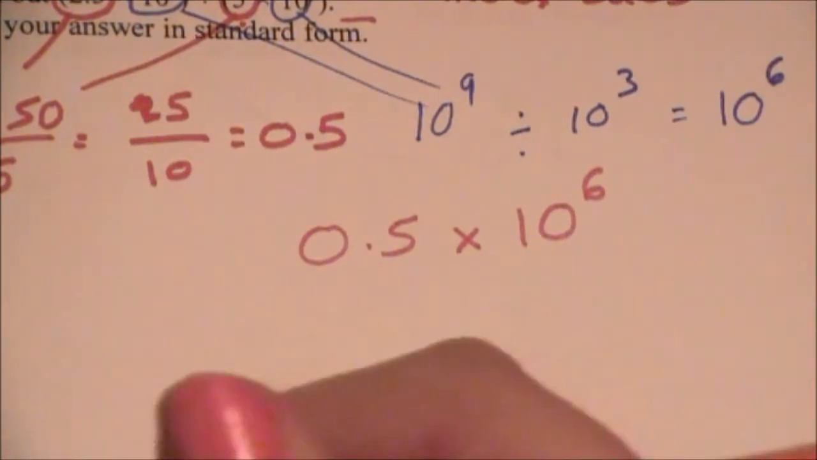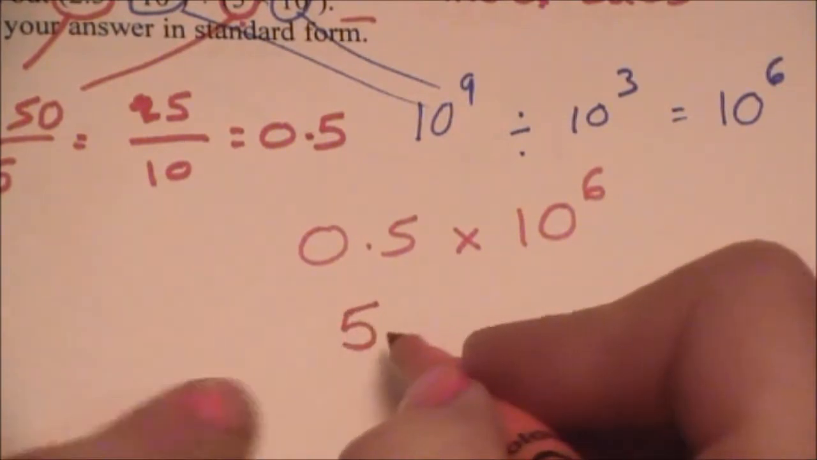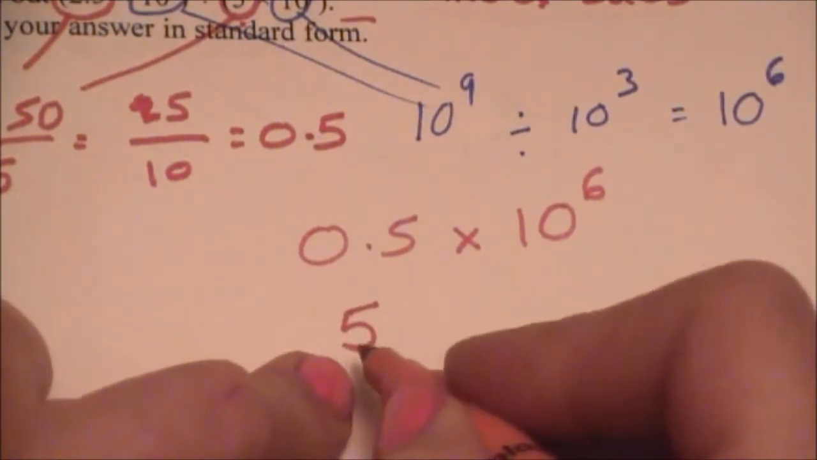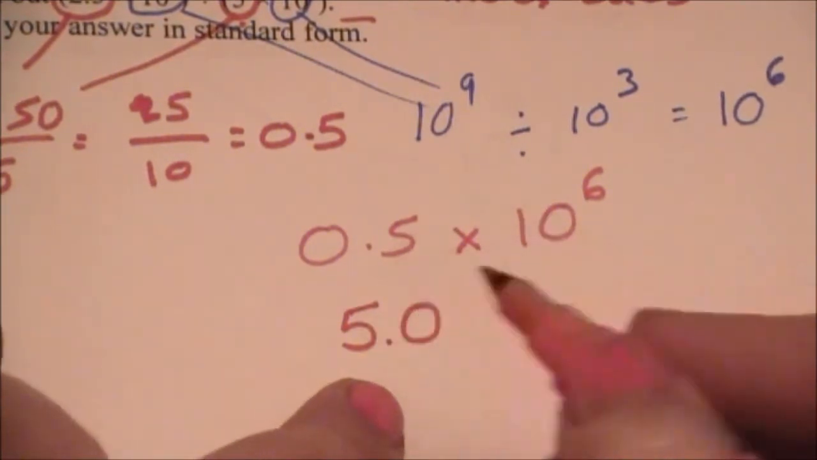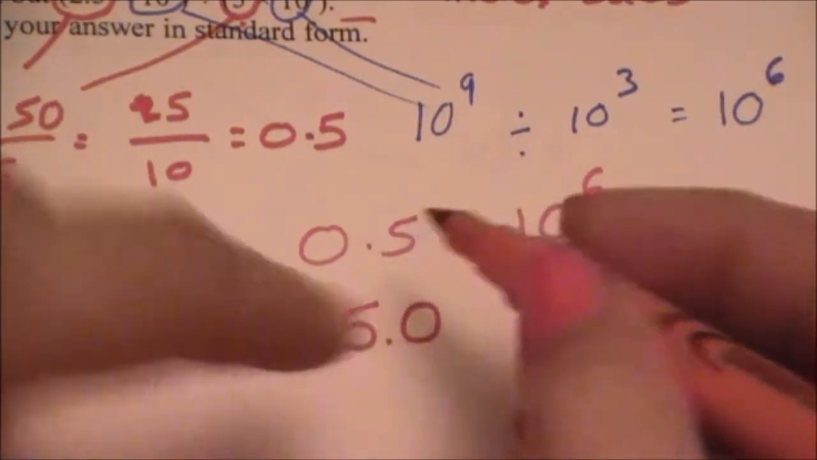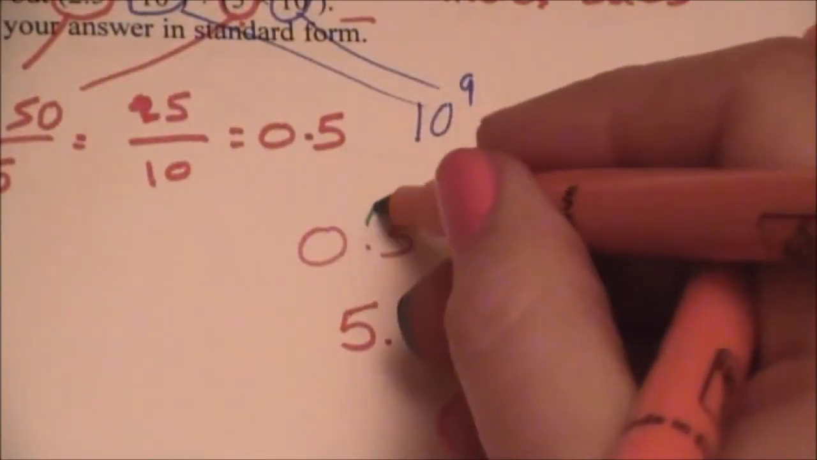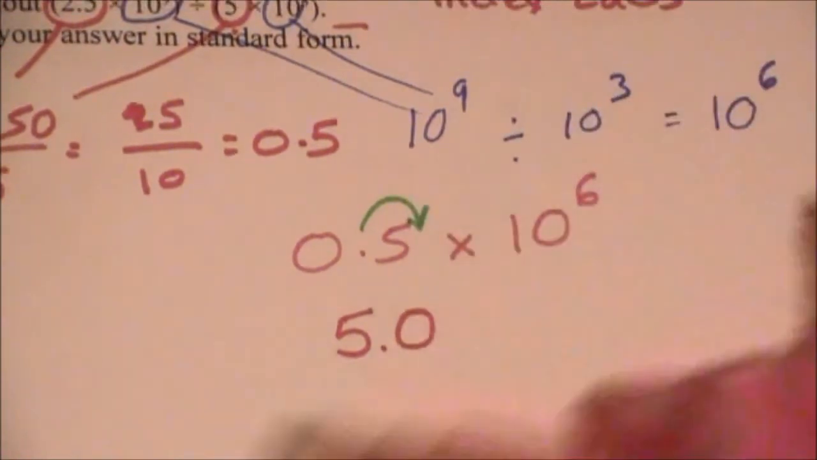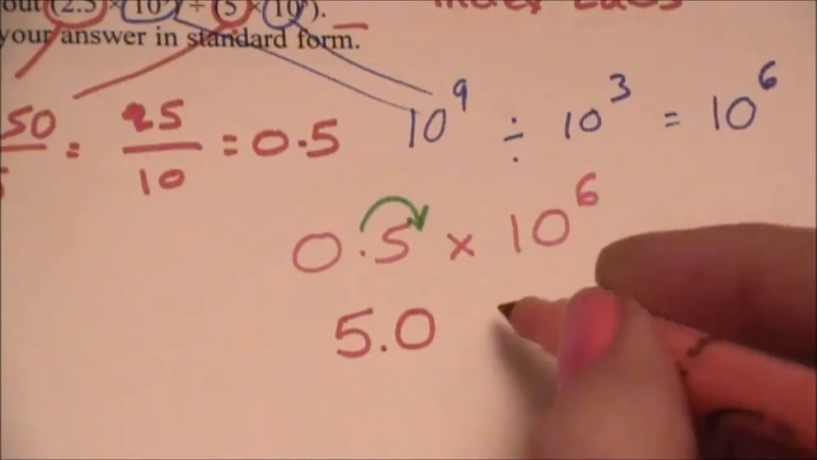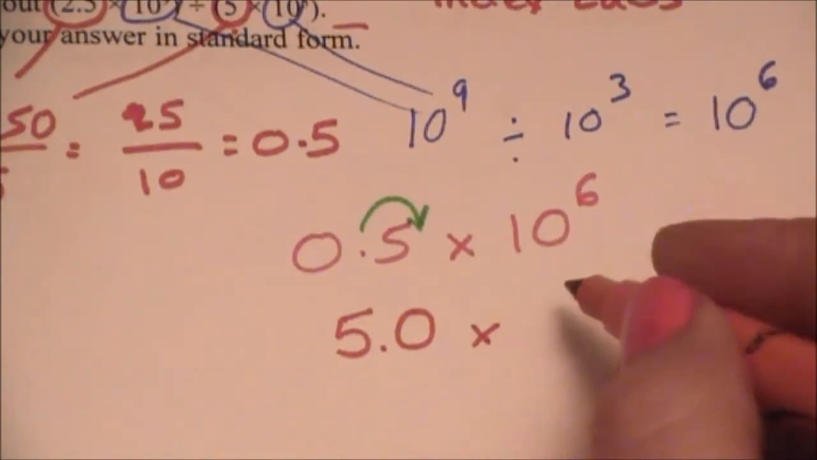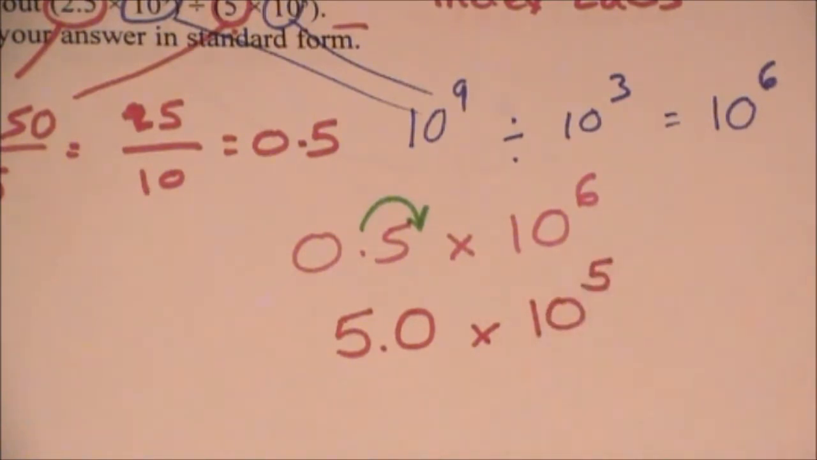Now, whilst that looks like standard form, it's a trick. That is not standard form. Standard form is always written as a number between 1 and 10. So it would need to be 5 or 5.0 if you need that as a visual prompt. Now, because I've had to change from 0.5 to 5, and that change has been making the number bigger, it means I lose a power on my standard form answer. So it's 5 times by 10 to the power of 5.